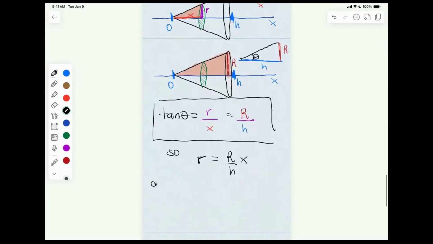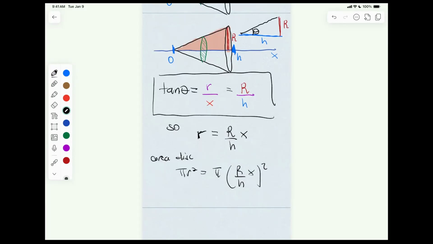And so the area of the disk, which was pi r squared, becomes pi times R over h times x, squared. If you work this out a little bit, that is pi R squared divided by h squared times x squared. So this is the area. Let's call it area. And now this gives you the area in terms of x, which is what you wanted originally.